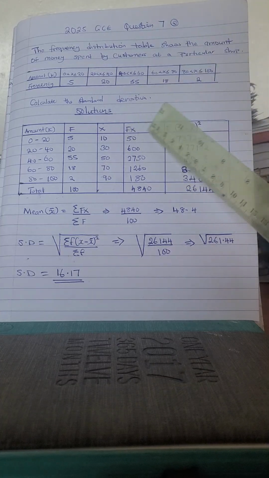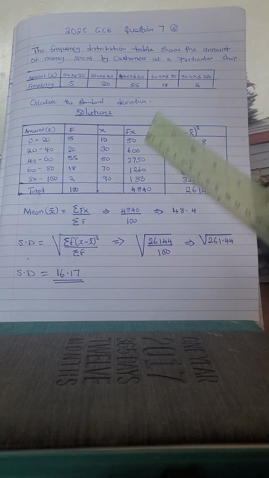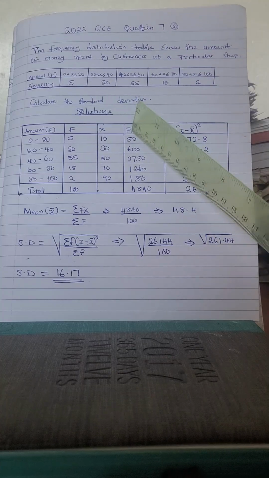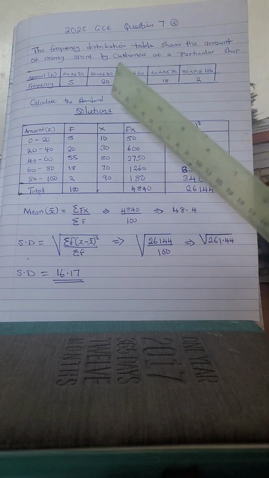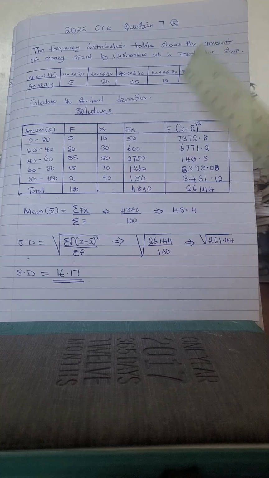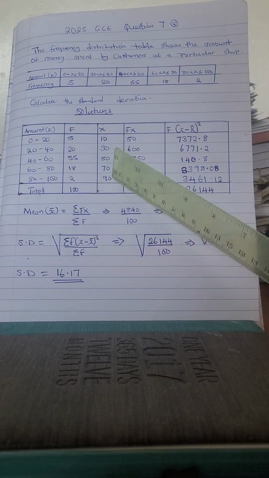Then from there, we need to find this column here. I explained how to find this column. I just said the f and x, they should multiply. This number and this number, they should multiply. 5 times 10 is 50. This is the 50 here. So 2 times 90 here is 180.